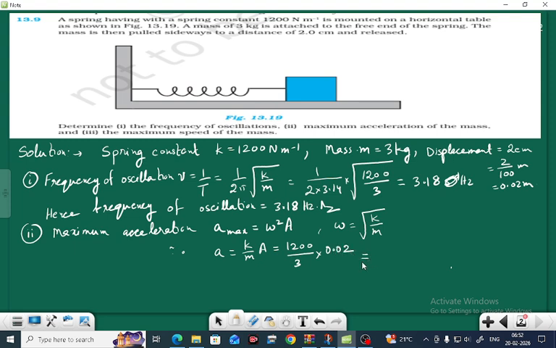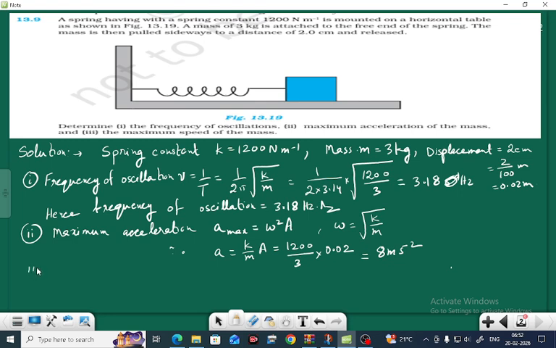So if you calculate this one, we are getting a value of 0.8 meter per second square. So this is the maximum acceleration. Only you have to put the formula. So here's the maximum acceleration of the mass, 0.8 meter per second square, right?